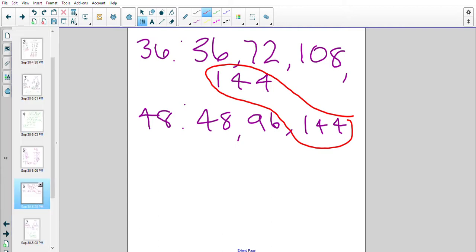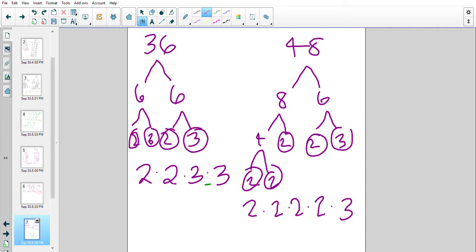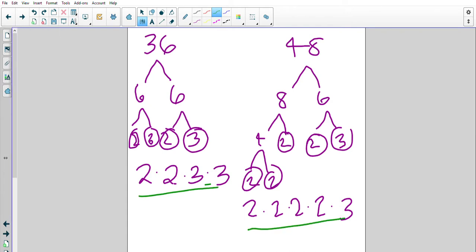So let's say we had to find the least common multiple using the prime factorization. The really good news about that is we already did this to find the greatest common factor. So instead of wasting our time remaking a factor tree, we're just going to look at the factor trees and the prime factorizations that we've already made. Here are our prime factorizations.